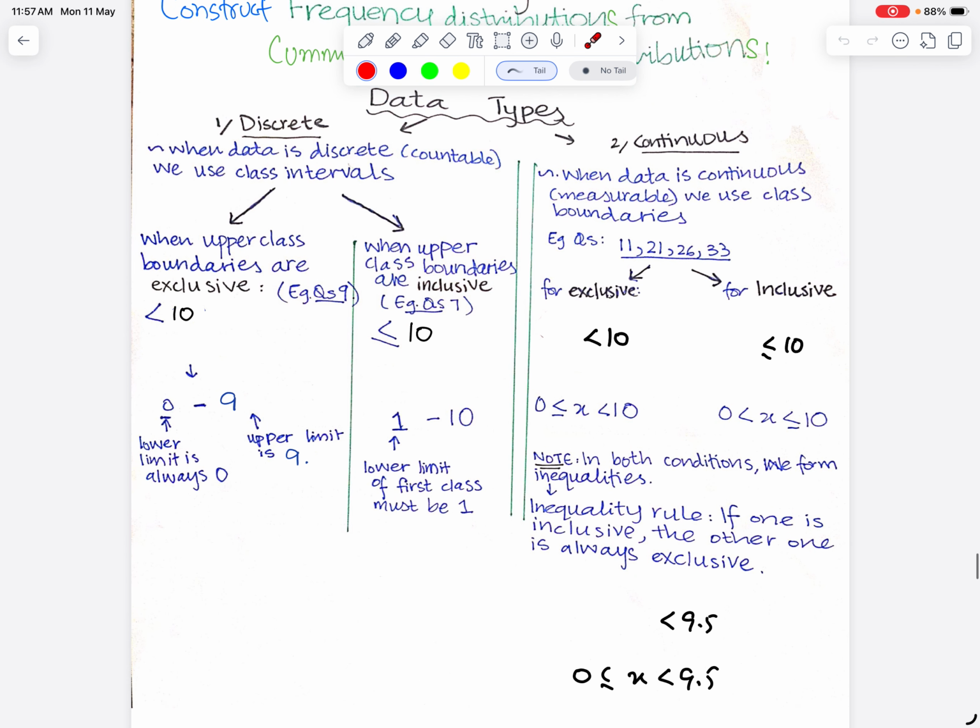Now for discrete data, the rule is different. For inclusive values, we copy this number here and this value must be 1. If this is inclusive, then this value will always be 1. And if this is exclusive, obviously you can't write 10 here, you have to write 9, and here must be 0. So in case of exclusive, the first value of lower limit must always be 0, and in case of inclusive, this value must be 1. Now let me show examples of these.